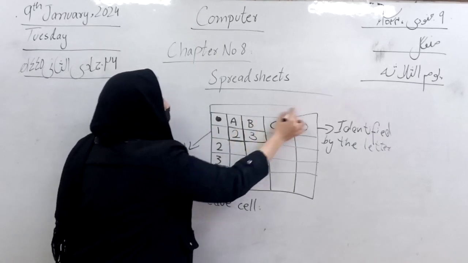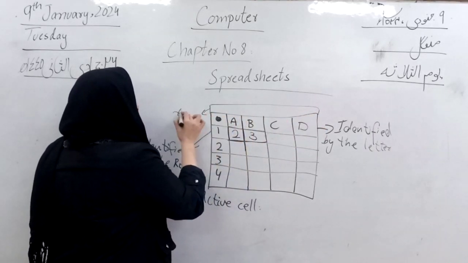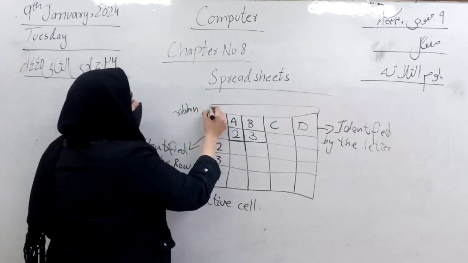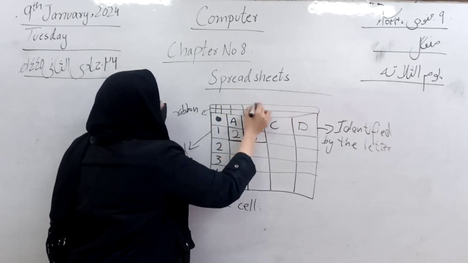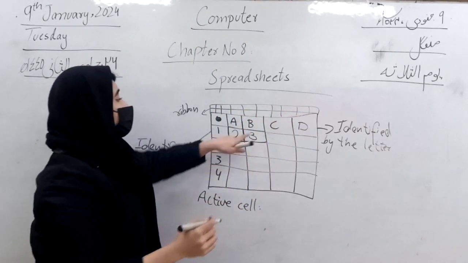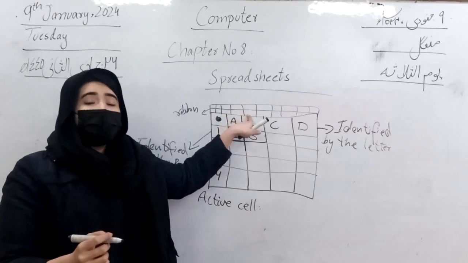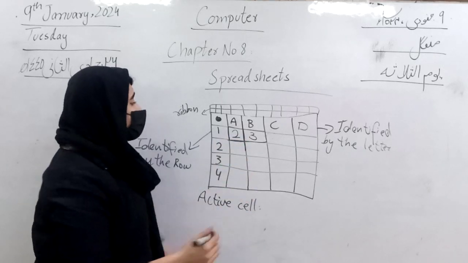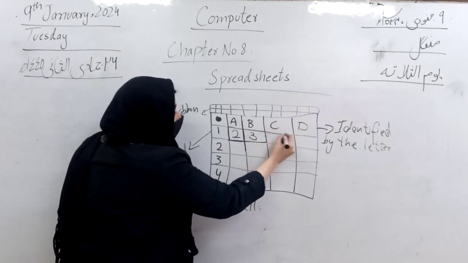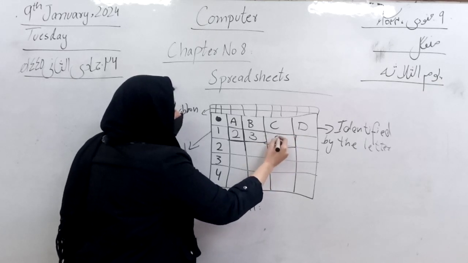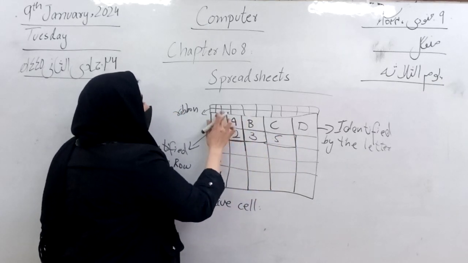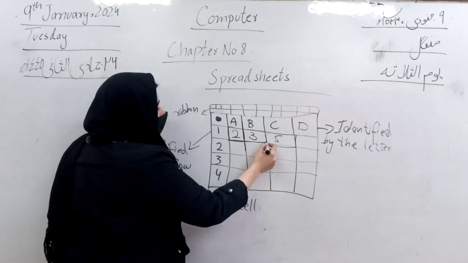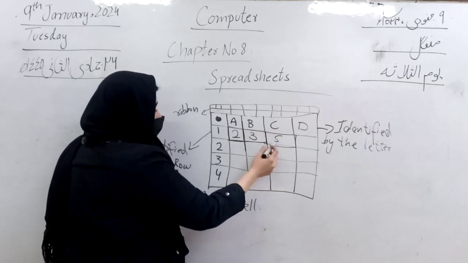So there is a ribbon bar which has some tools. By using these tools, there is also a formula bar on which you enter the formula, and then you add these two numbers, 2 plus 3, and you get the result in the next cell. The answer is 5, and here is a little bar which shows the active cell results.